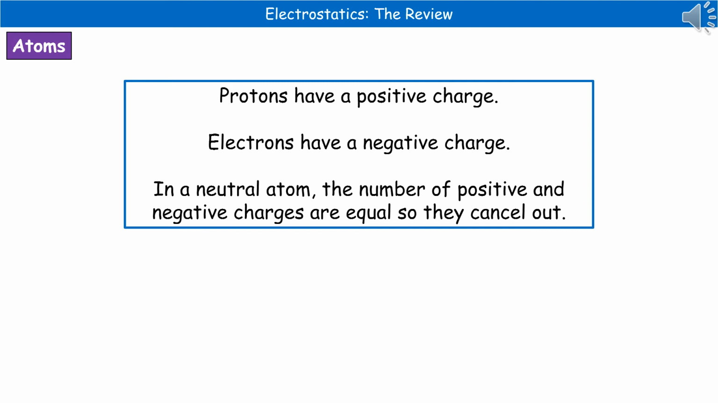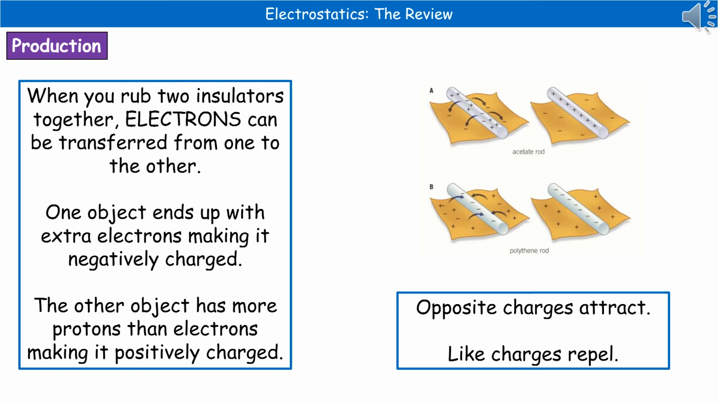Today's physics prep is looking at the first part of P3 on static and circuits. Protons have a positive charge, electrons a negative charge, but an atom is neutral because the positive and negative charges are of the same number, so they cancel each other out. When we rub 2 insulators together, electrons can be transferred from one to the other. It's only electrons that move, remember.